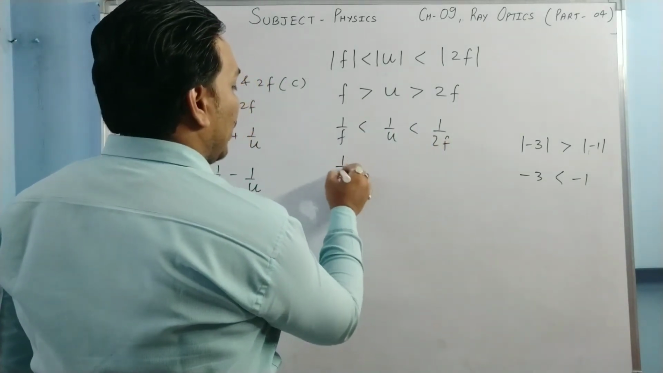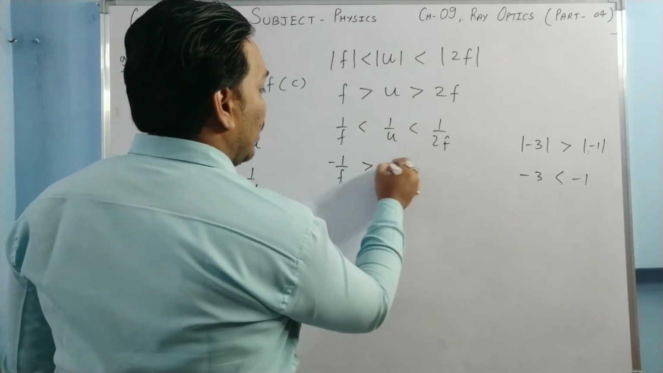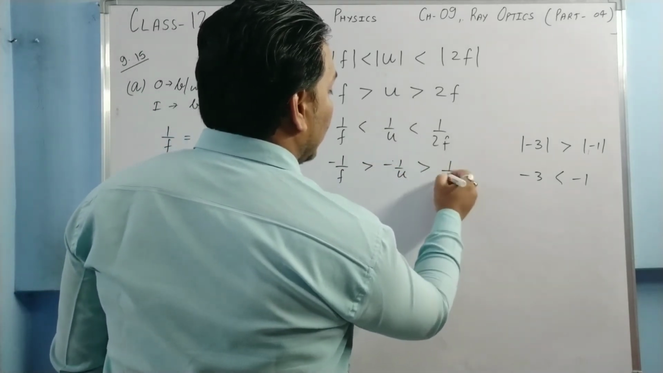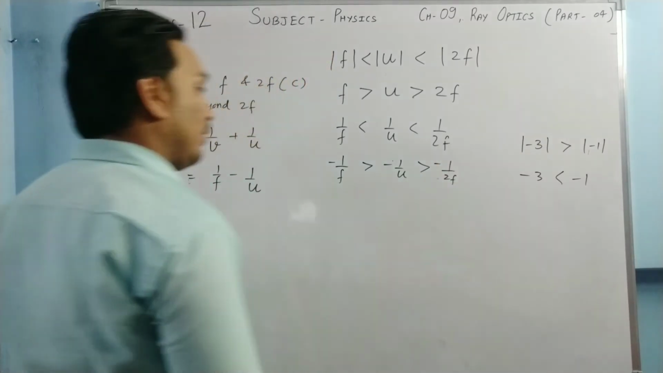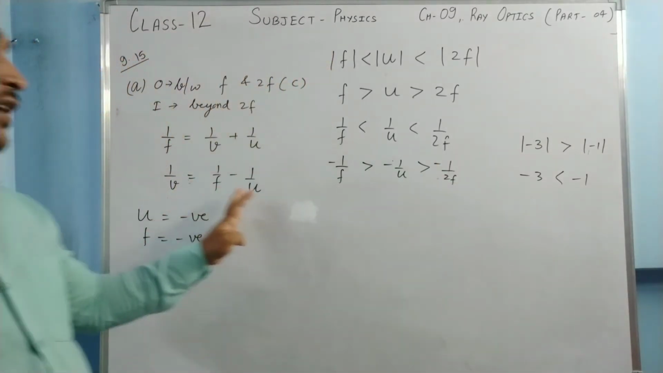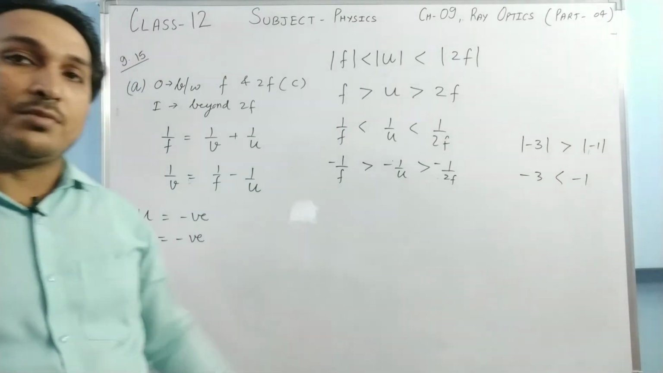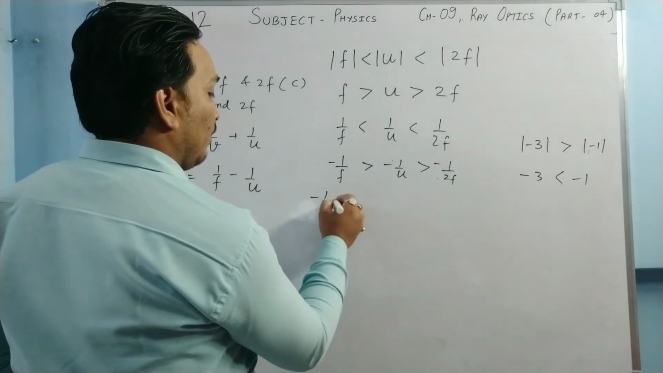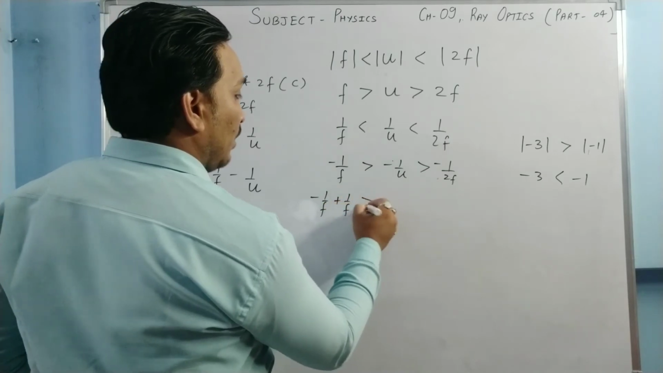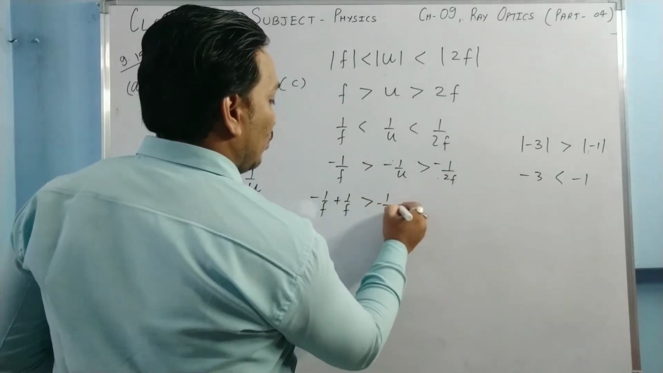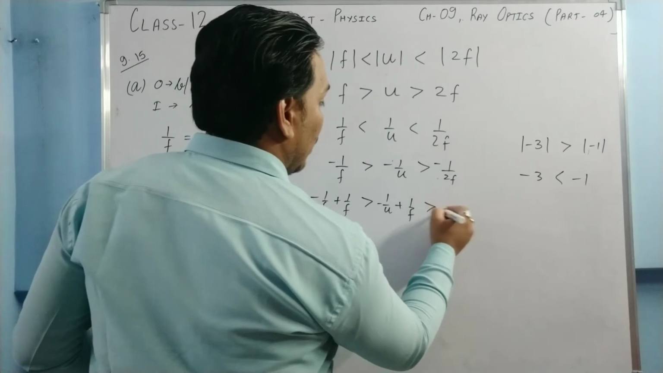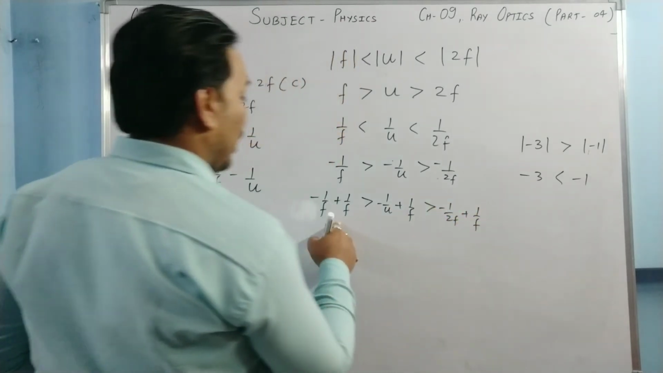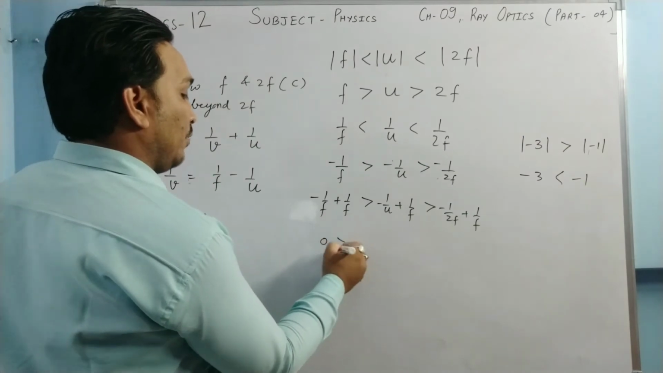So it will be like minus 1 by f is greater than minus 1 by u is greater than minus 1 by 2f. Now add 1 by f to all three terms. What are we going to have now? Minus 1 upon f plus 1 upon f is 0, minus 1 by u plus 1 upon f, minus 1 by 2f plus 1 by f. Now it will be 0.